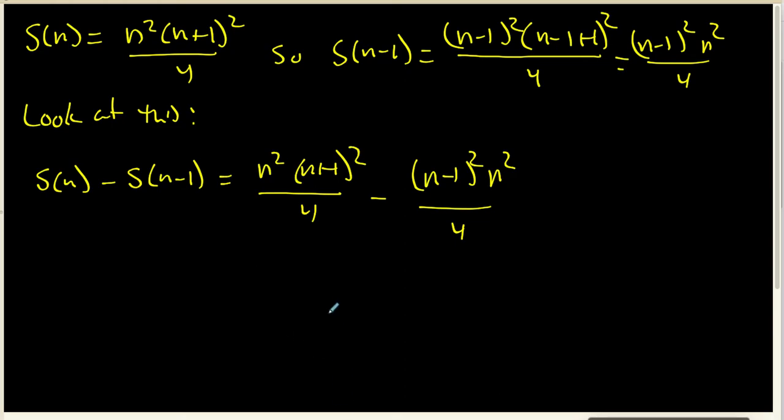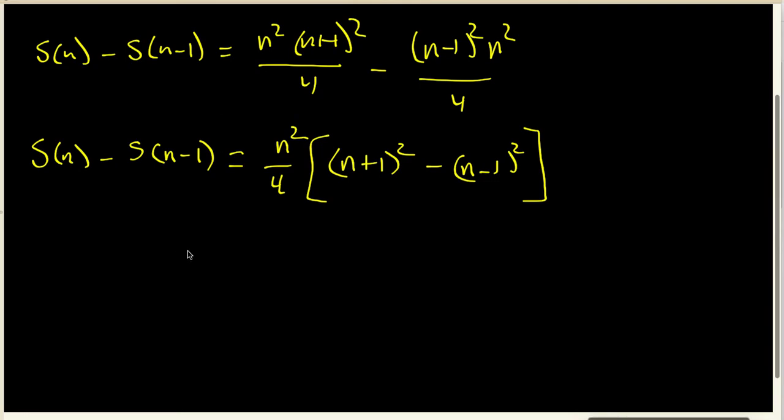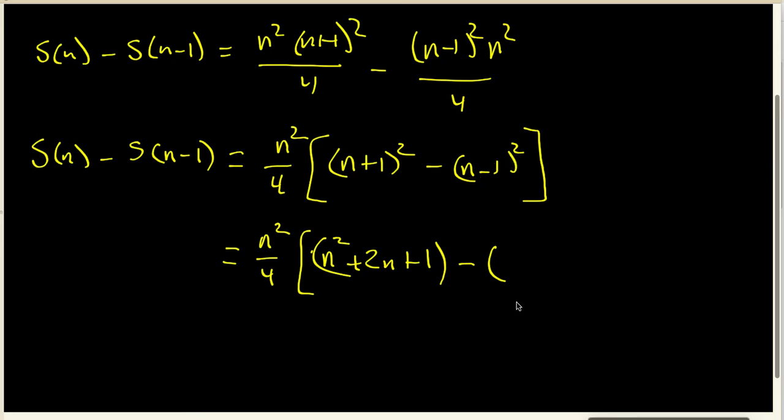And rather than multiplying things out, I'm going to notice that I've got an n squared in both terms, and they're both over a 4, so I can do some factoring. S_n minus S_(n-1) can be written as n squared over 4, and when I factor out n squared over 4, I have an n plus 1 squared minus an n minus 1 squared. And let's see, what does that simplify to? Well, these are easy enough to multiply out, so I've got that n squared over 4. And when I square n plus 1, I'm going to have an n squared plus 2n plus 1. Then I have that minus sign, and when I square n minus 1, I get n squared minus 2n plus 1. And then I have the closing parenthesis there, and then the closing bracket for that one.